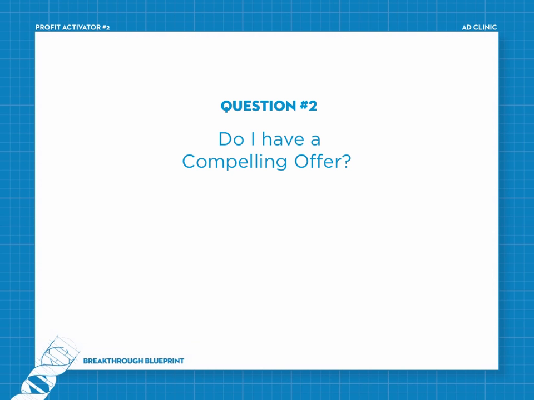Now, question number 2 is, do I have a compelling offer? So our compelling offer is what's going to get somebody to raise their hand. And that's going to be based on what we talked about when we went through the exercise to understand the conversations that are already going on in your prospect's mind. And those would be the clues as to what would make somebody compelled to raise their hand.